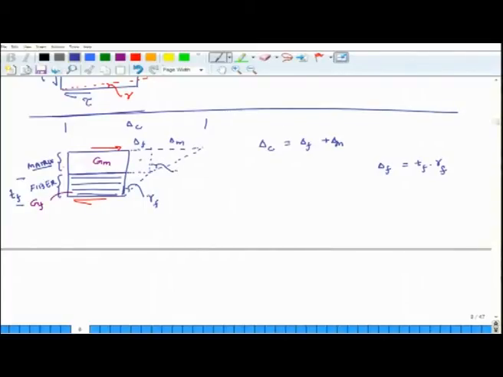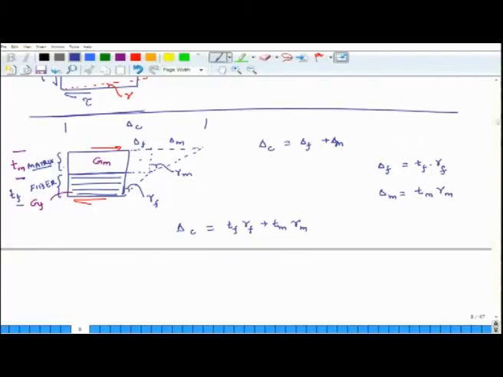Similarly, if this angle is gamma M and this distance is Tm, which is the thickness of the matrix block, then I can say that delta M equals Tm gamma M. So, I can state that delta C equals Tf gamma F plus Tm gamma M.